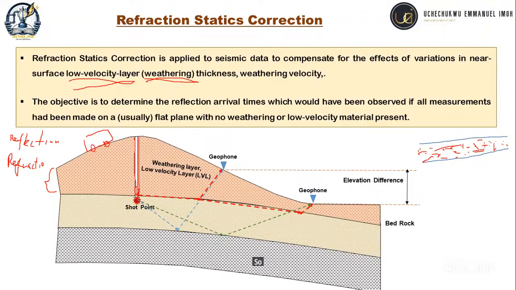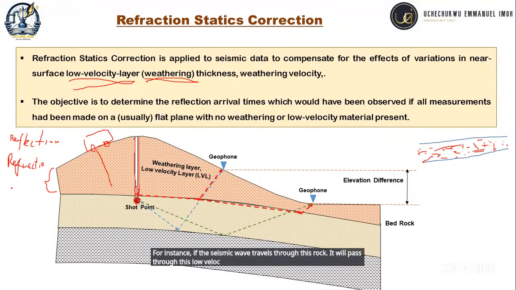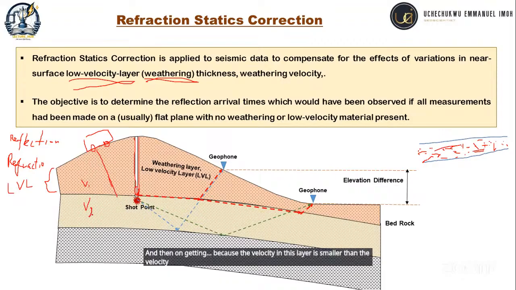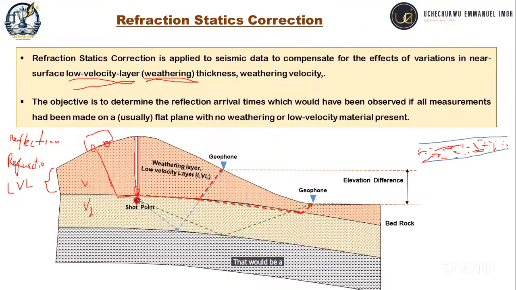So whether it's dynamite or vibroseis, the point is the seismic wave, when it travels through this rock, it will pass through this low velocity layer, the LVL, okay? And this LVL will slow down the seismic wave. Because the velocity in this layer is smaller than the velocity in this layer, there will be a refraction at this boundary, and the seismic wave will travel along this boundary and then go to the receivers. Now, when the seismic wave gets to this boundary, it will refract. It will also continue to transmit as shown.